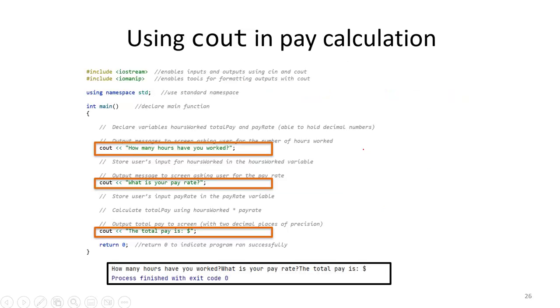Here's an example of using cout in that pay calculation program. Notice if we want to ask our user how many hours they have worked or what their pay rate is, or if we want to output the total pay to the screen, we can actually use cout statements here in order to output that data.